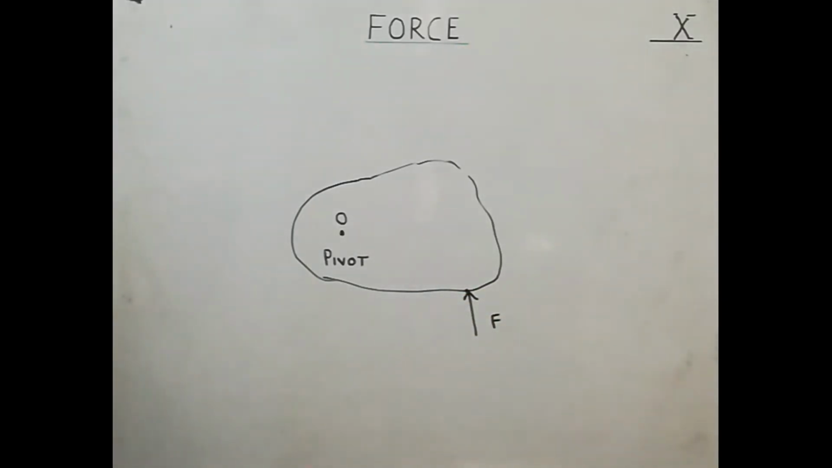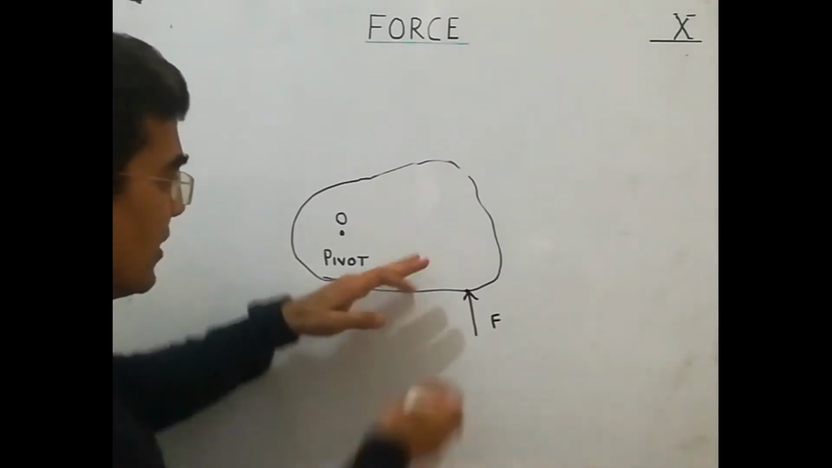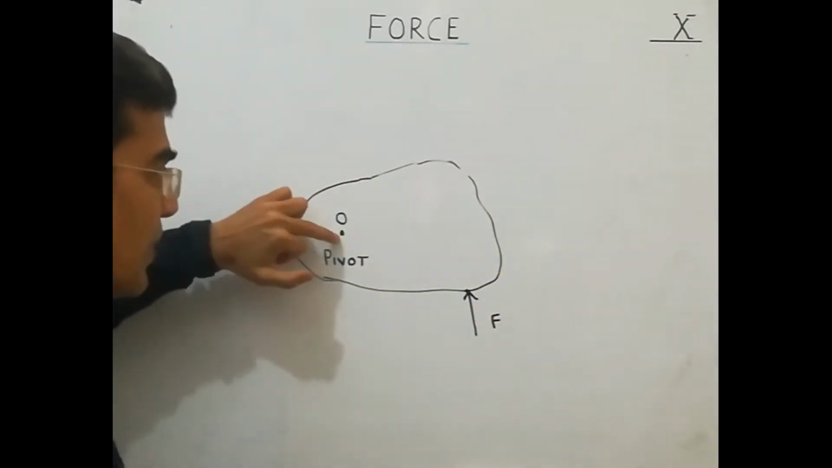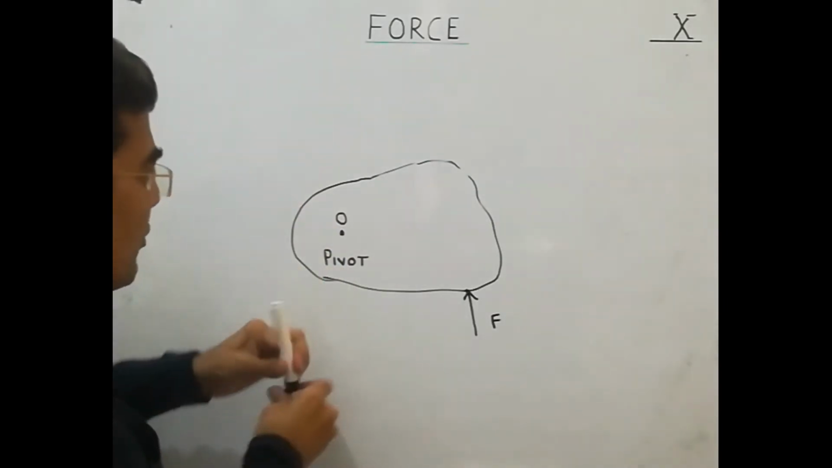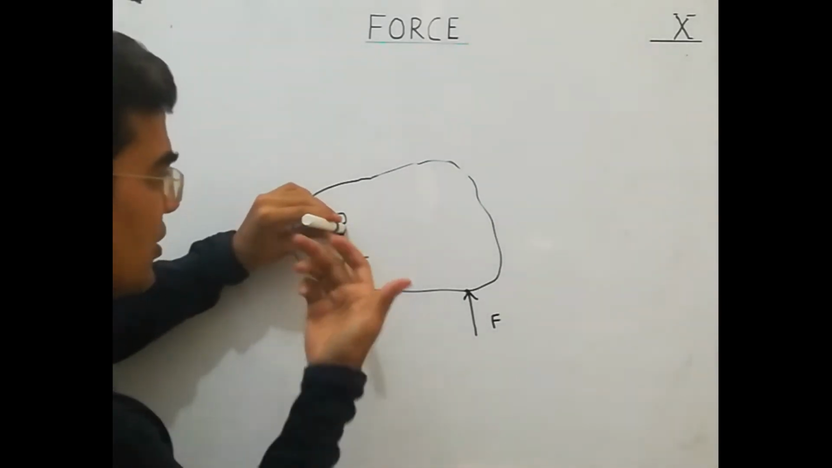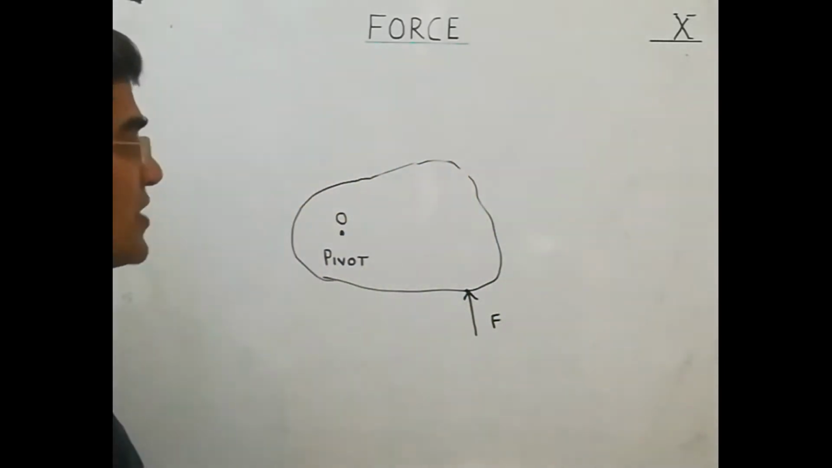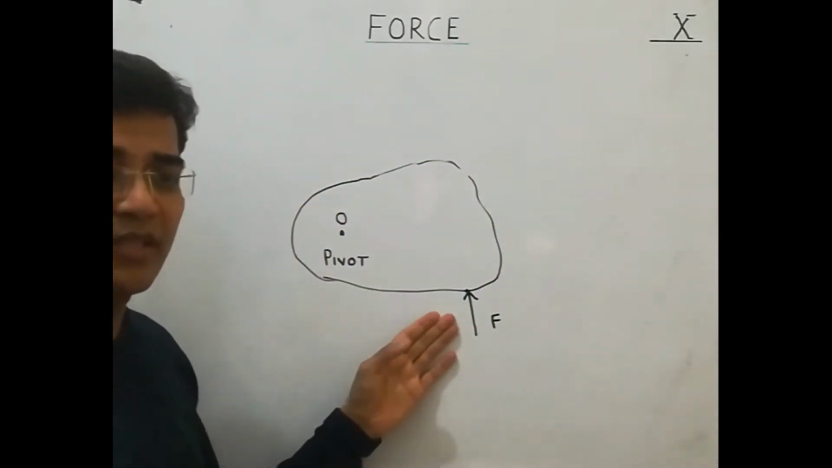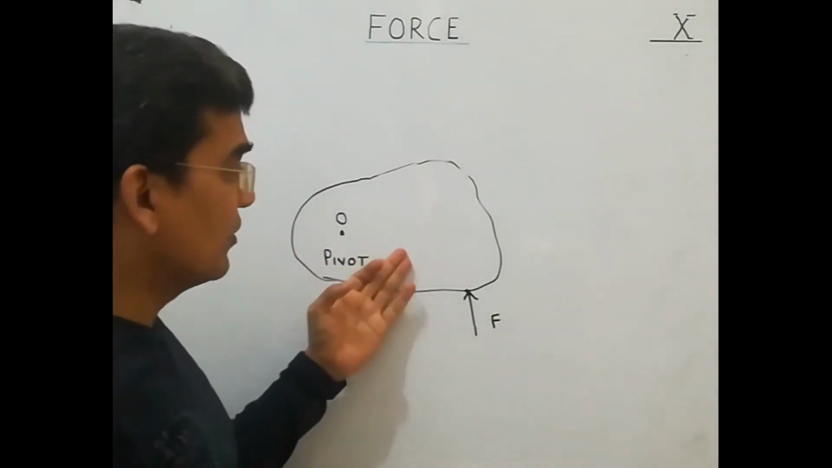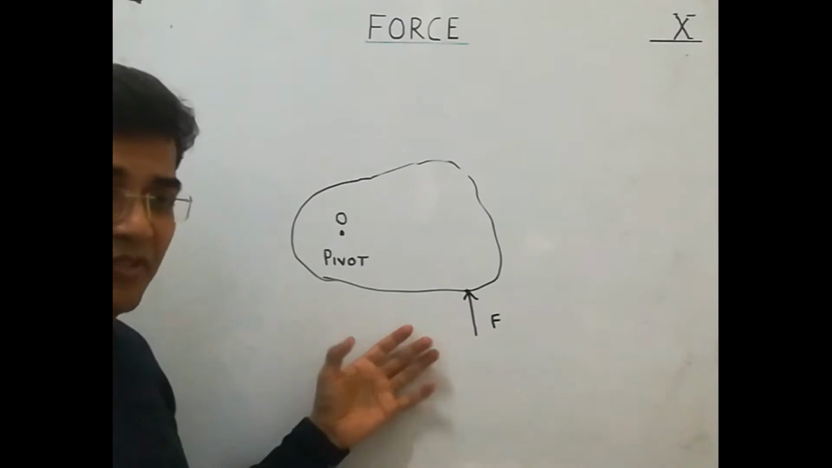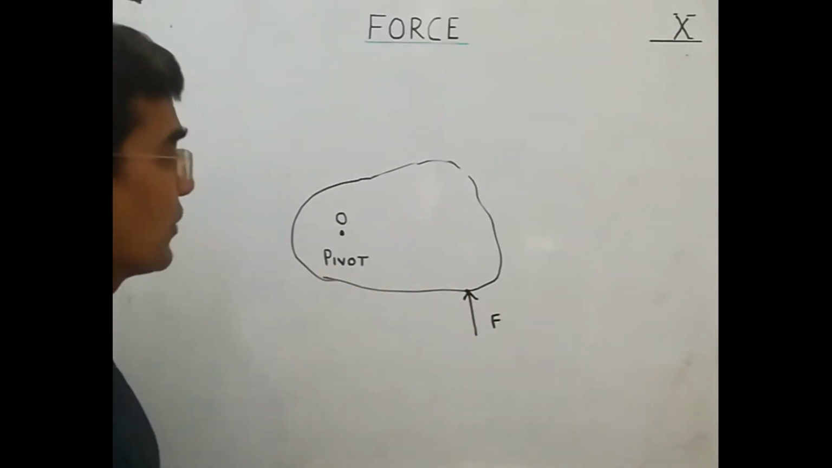Now when this force is applied on the body, it will rotate the body, because the body is pivoted about a point. So here we will have its axis of rotation and the body will rotate like this. So we will say that this force is producing the turning effect on the body.